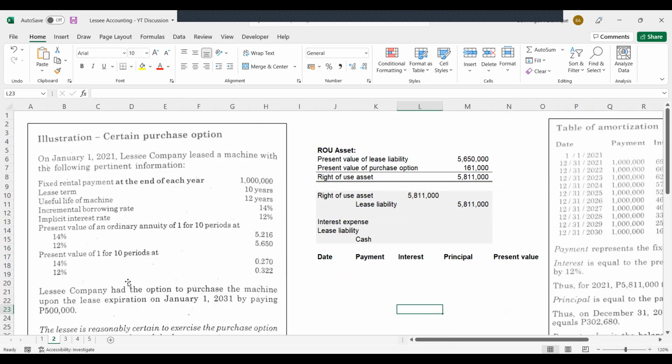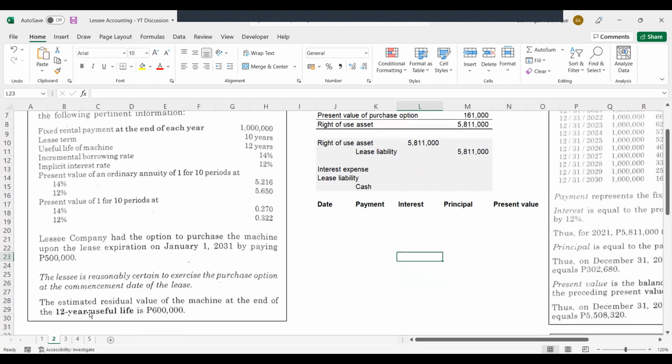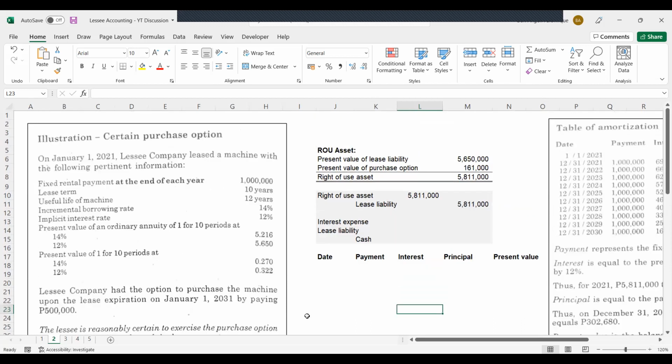Lessee company had the option. Pwede niyang bilhin at the end ng kanyang pag-lease by paying 500,000. So, magbabayad siya. Sabi dito sa problem, reasonably certain na i-exercise niya tong option na to. So, binigyan din tayo ng estimated residual value. So, how to compute for this? So, yung ROU asset natin, magsisimula tayo sa present value ng lease liability. Tulad nung nandito.